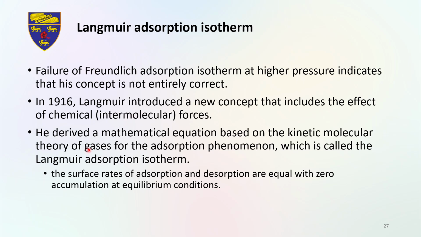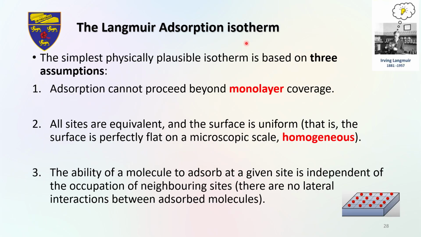In 1916, Irving Langmuir introduced a more theoretical concept based on the kinetic molecular theory of gases. He proposed that at equilibrium, the surface rates of adsorption and desorption are equal, with zero net accumulation. The Langmuir model relies on three key assumptions. Number one, adsorption cannot exceed monolayer coverage. They can only form a monolayer on the substrate.